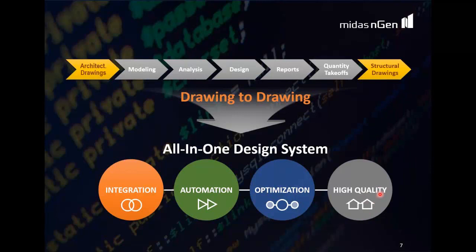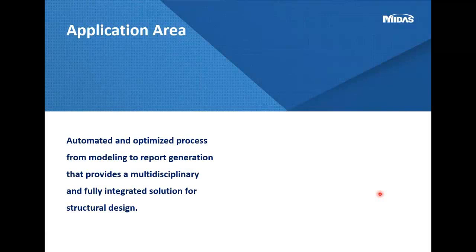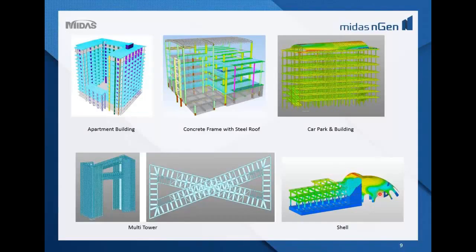Let's look at the application areas of MIDAS nGen. Because of the automation and the optimization processes from modeling to report generation that provides a multidisciplinary and fully integrated solution for structural design, we can see so many applications of MIDAS nGen. So we can have apartment buildings, and this is an example of the concrete frame with steel roof. It's a car park and building.